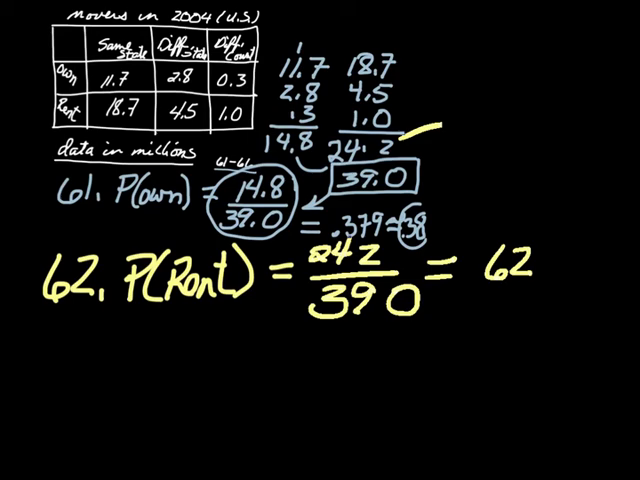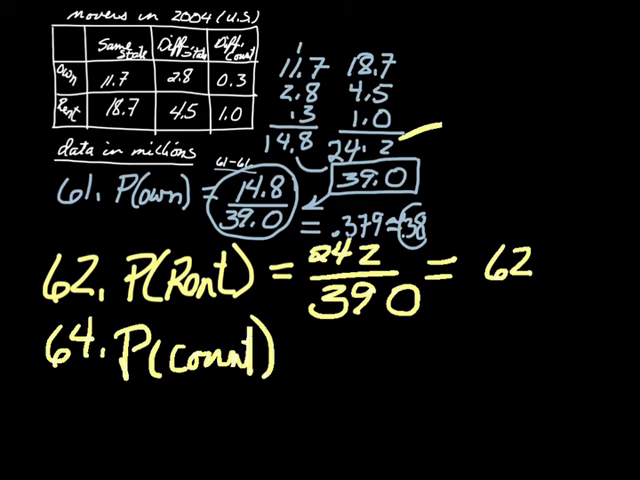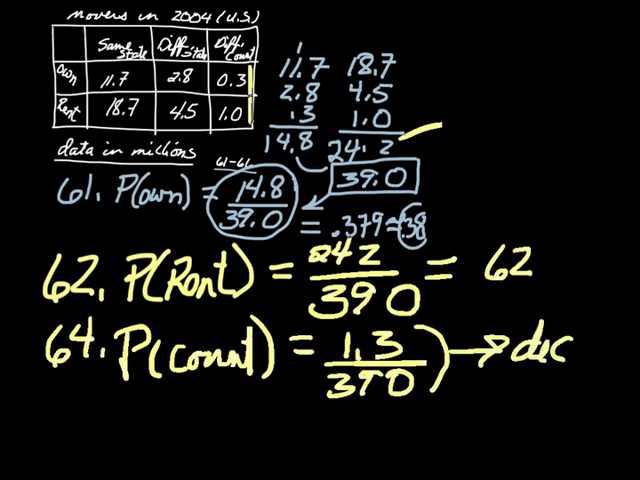So they have some other questions there. For instance, 64 asks, what's the probability of a person who moved to a different country? So the probability of moving to a country, well, in that case, we would actually add this column right here for the numerator and get 1.3, but the total number of movers is still 39 million. And this would be our probability, and then we can convert that to a decimal or a percentage. And that's how you would do these problems.